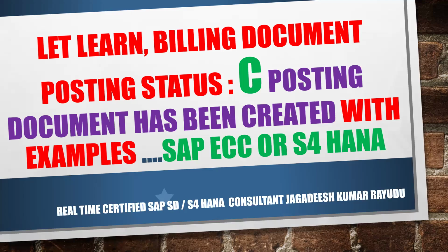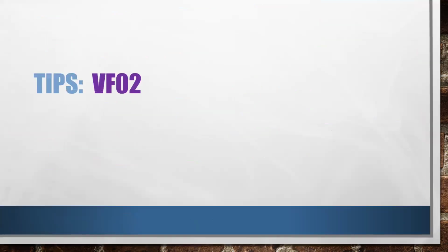Let's learn billing document posting status C. Posting document has been created. That means accounting values were received by the finance department, and the sales team has sent values through the billing document successfully. This is what we have seen in the last two statuses while fixing the issue. So let's try to get onto the SAP system.